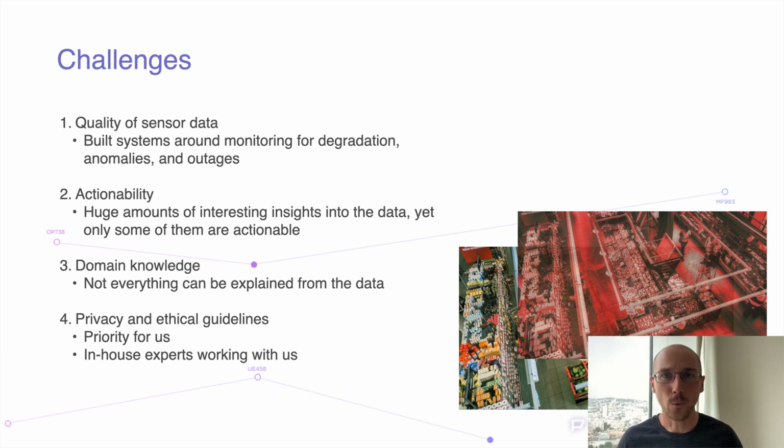Of the challenges that we deal with, one of the key challenges is ensuring the quality of the sensor data. This is a topic for another talk, but we have a system built around monitoring data, and we're still improving it. Another challenge is the actionability. There are lots of interesting insights you can gain from the data, but only some of them are actionable. And our users are busy. We have to be able to find the actionable insights. We also learned that domain knowledge is important. Data is not enough. We also have to combine data and domain knowledge, because you can't explain everything from the data, and there are lots of processes happening around retail stores that you need to be able to consider.